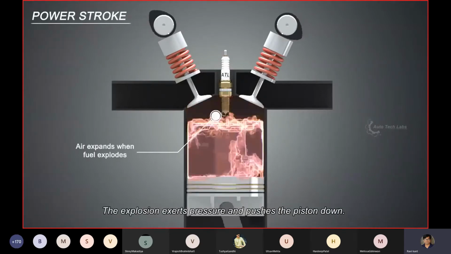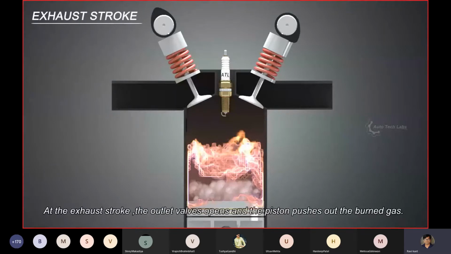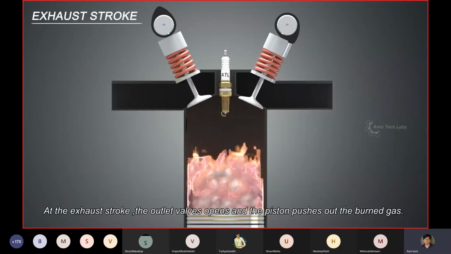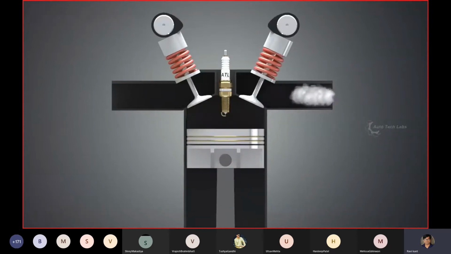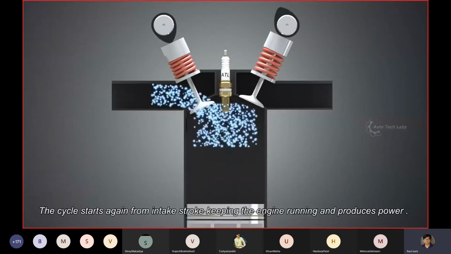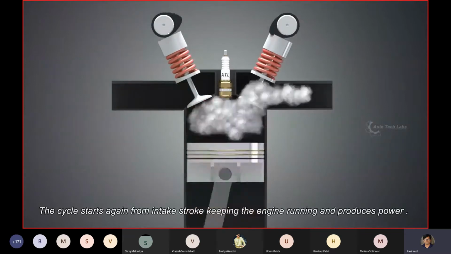The explosion exerts pressure and pushes the piston down. This is the power stroke, which produces power to the crank. At the exhaust stroke, the outlet valve opens and the piston pushes out the burned gas. The cycle starts again from the intake stroke, keeping the engine running and producing power.